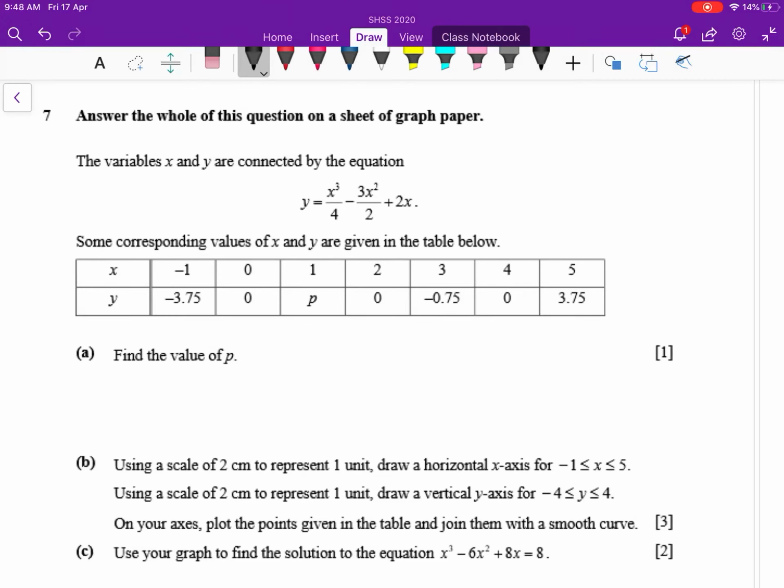Hello, welcome to question number 7, 2017, paper 2. I'll be going through this graph question very quickly.